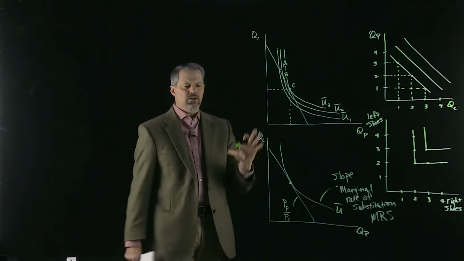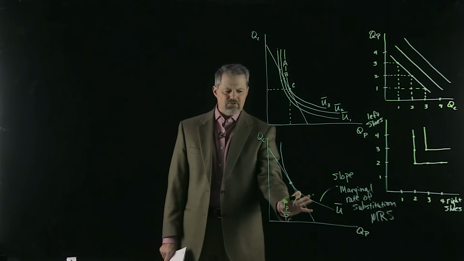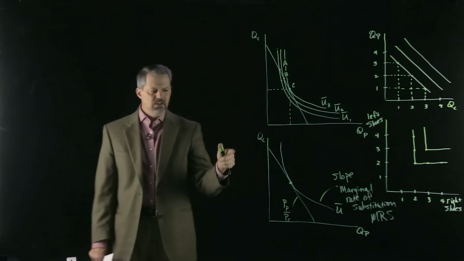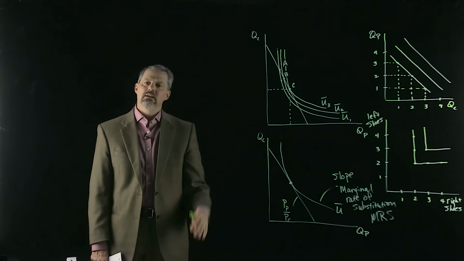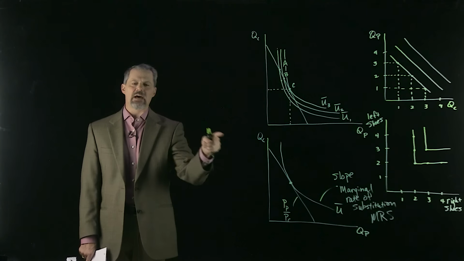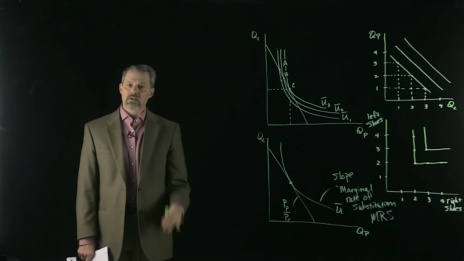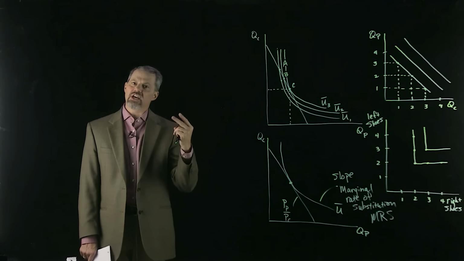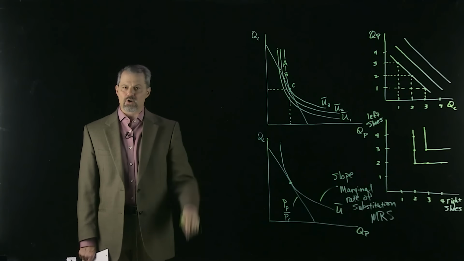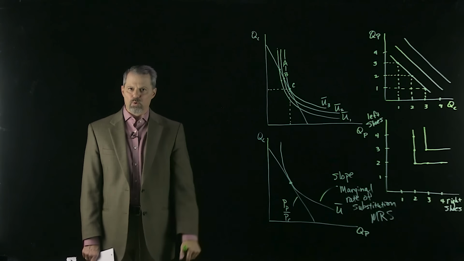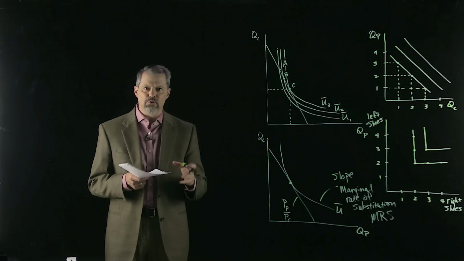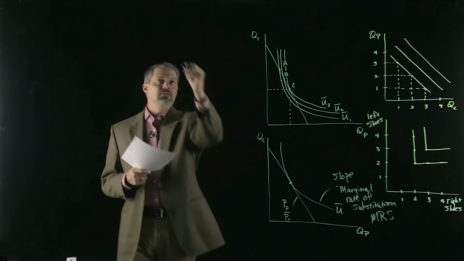All right, now that we know that the consumer will end up choosing the bundle where an indifference curve is just tangent to the budget constraint, now we can use that to start to understand how a consumer will respond if that budget constraint changes. In other words, if we change income or if we change prices, that's going to change our budget constraint, and it's therefore going to change our optimal point that the consumer chooses. So let's start by thinking about how a change in income is going to affect the consumer's choice.